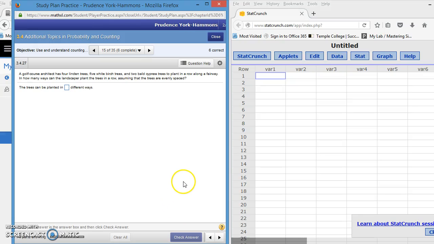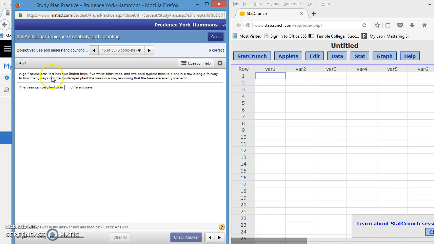York-Hammons again. I couldn't quite get finished with all the permutations and combinations examples in the previous video, so I'm going to work a few more that were giving people some trouble in the homework. I'd received some questions about them. So I'm looking in the study plan for chapter 3, section 4. This is problem number 27, and I believe this was one that was on the homework.